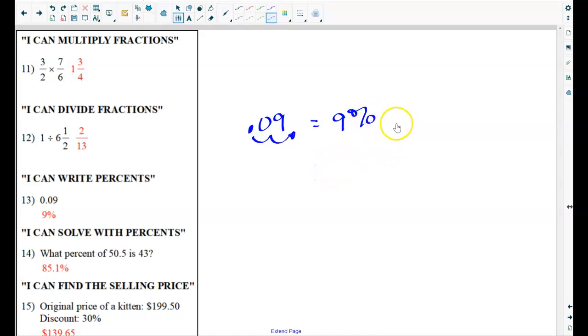And while we're here, don't forget that this percent really does mean that 9%. So when you have percent, you can either have it here or here, but this and this mean the same thing. That's the power of this discussion we had.